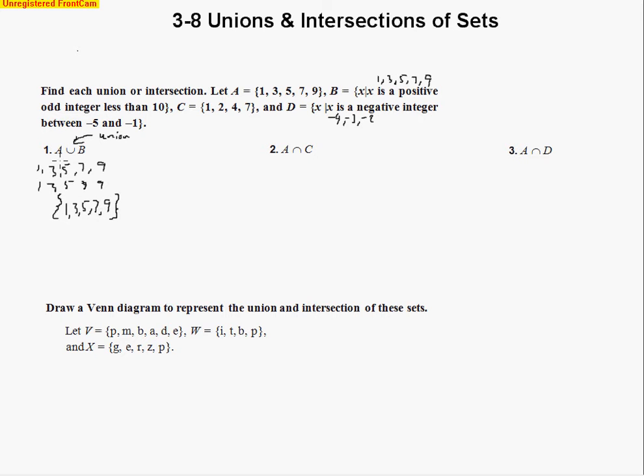Even if, let's say, A had some extra numbers, like a 10 or an 8, those numbers would also be included in the union. So let's take a look at the next one.